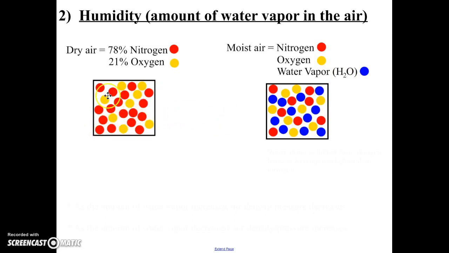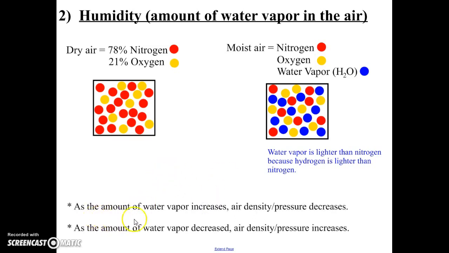Okay, look at how many red circles there are here. You'll notice there are far fewer of them when the air is moist. That's because the water vapor is pushing out the nitrogen. Like I just said, water vapor is lighter than nitrogen because the hydrogen is lighter. If air is lighter, it can't exert as much force or as much pressure. So, if the amount of water vapor increases, if there's more water vapor, it means the density and the air pressure will be lower because the water vapor has hydrogen, which is lighter.